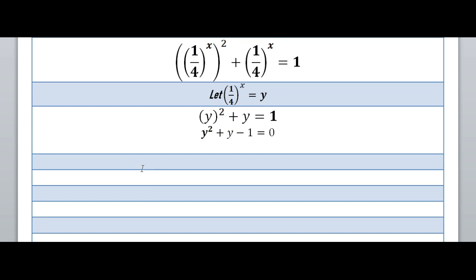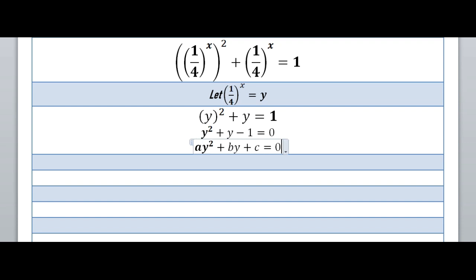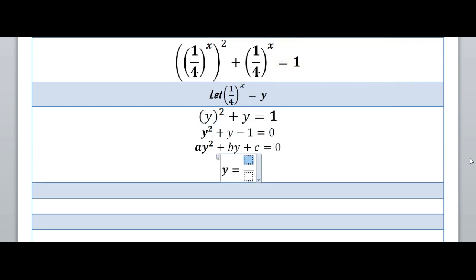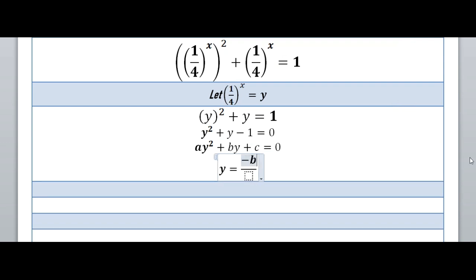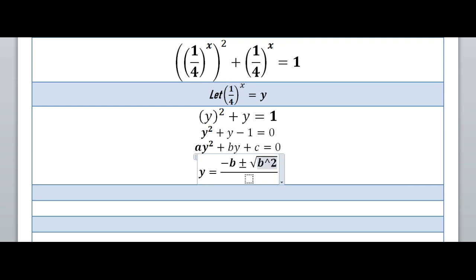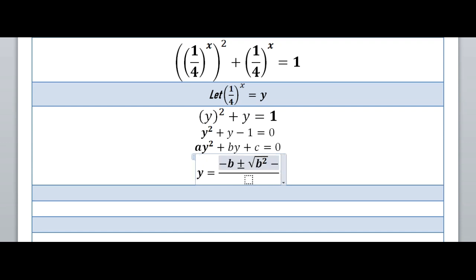Remember the quadratic formula: if you have ay squared plus by plus c equal to 0, then the solution of y is given by the quadratic formula, that is, minus b plus or minus the square root of b squared minus 4ac, all over 2a. Now that is the quadratic formula.